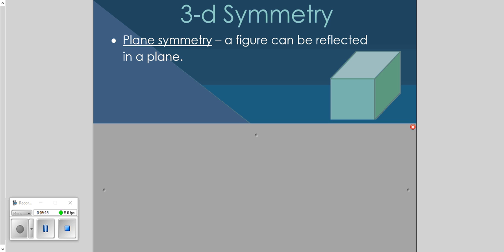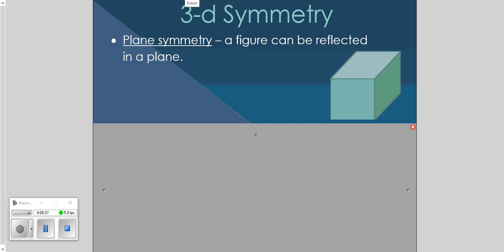Symmetry is not restricted to just 2-dimensional objects, so it functions pretty much the same way if you're dealing with 3D stuff. So instead of line symmetry, we would call it plane symmetry. A figure can be reflected in a plane. So go ahead and draw this rectangular prism. And with this, we're just going to be saying yes or no.